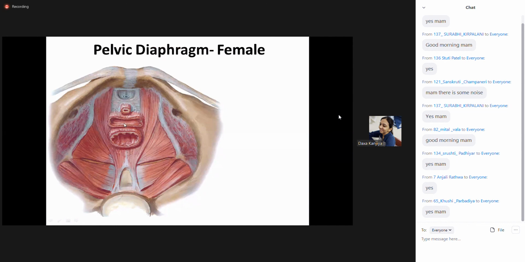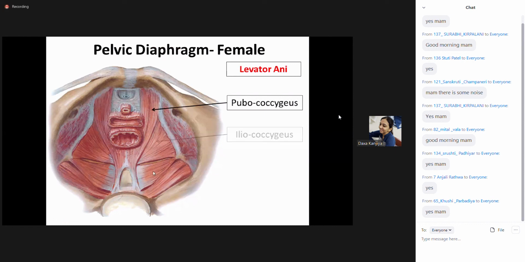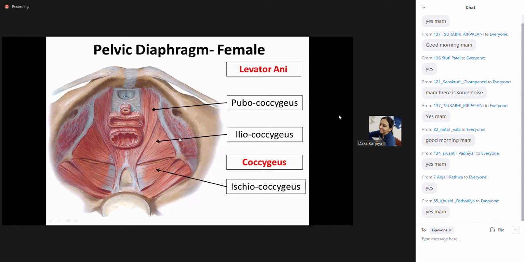So two main muscles: the levator ani muscle, which has parts pubococcygeus and iliococcygeus, and also the ischiococcygeus. According to their origin, they are given different names. The anterior most is the pubococcygeus, arising from the pubis, then the iliococcygeus from the ilium, and from the ischium the ischiococcygeus. So out of the three muscles of the levator ani, its anterior portion, that is the pubococcygeus, will support the uterus.